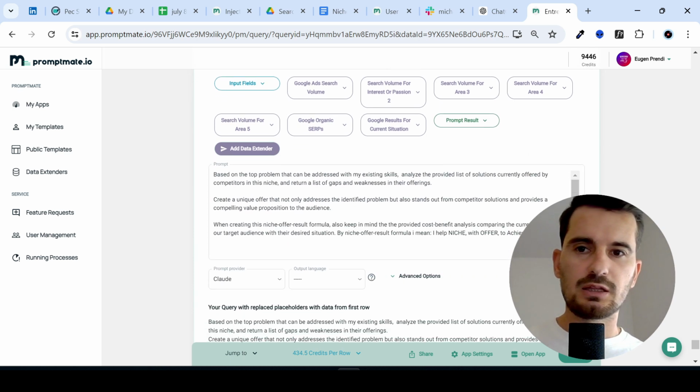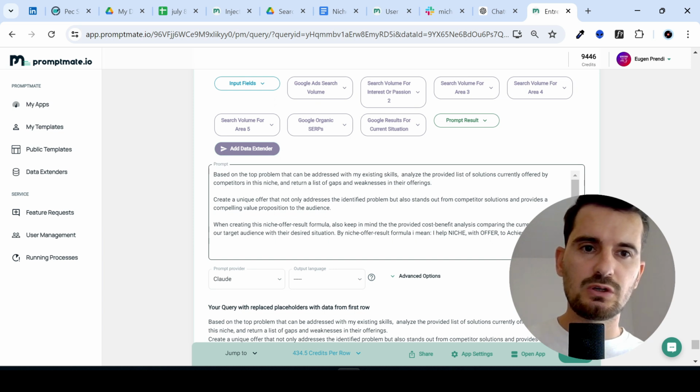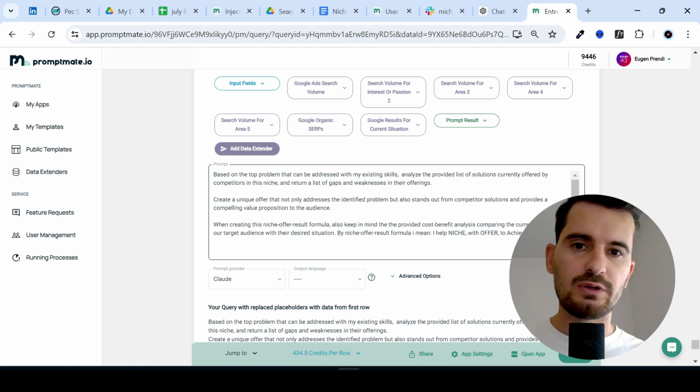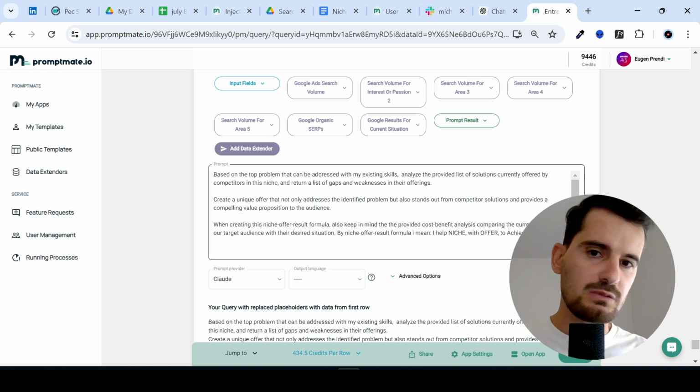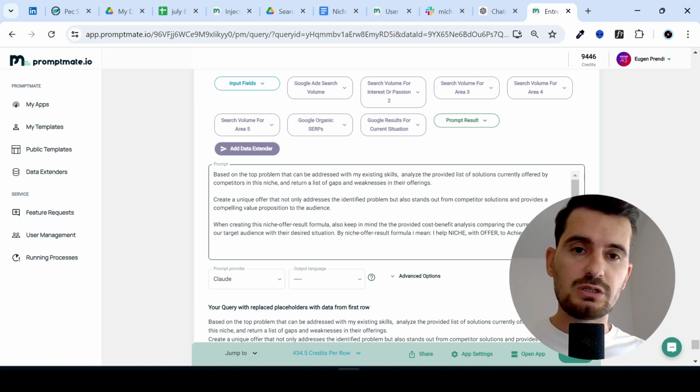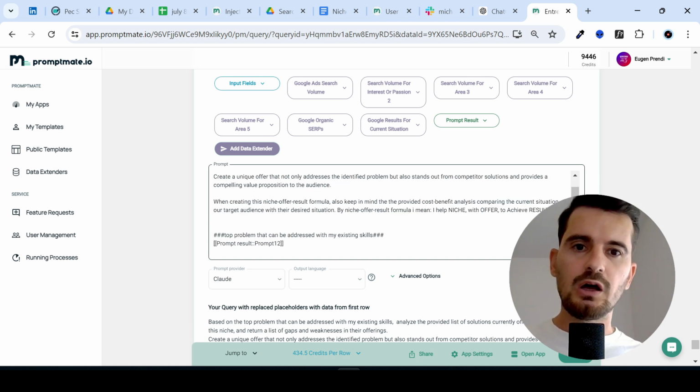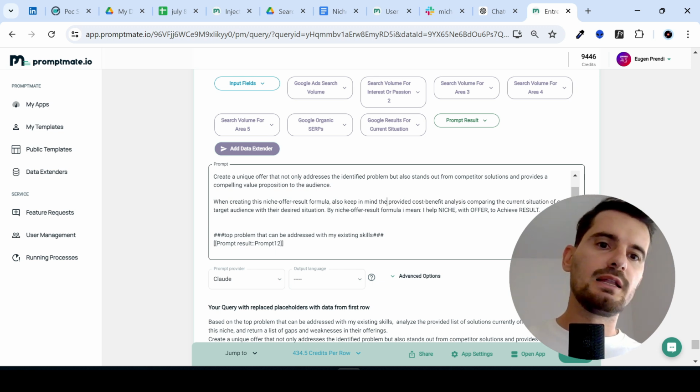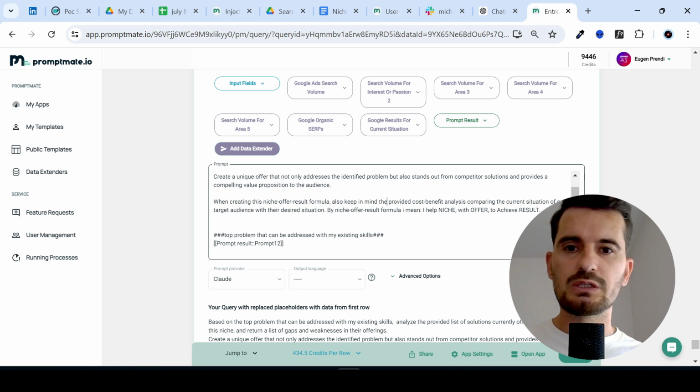So the prompt is something like this. Based on the top problem that can be addressed with my existing skills, analyze the provided list of solutions currently offered by competitors in this niche, and return a list of gaps and weaknesses in their offerings in order to get an offer for yourself that is better than, or at least different from, what the competition is doing. Otherwise, you would not find space in that specific niche or market. So obviously we want something better and different. So create a unique offer that not only addresses the identified problem, but also stands out from the competitor solutions and provides a compelling value proposition to the audience. When crafting this niche offer result formula, also keep in mind the provided cost-benefit analysis comparing the current situation of our target audience with their desired situation.